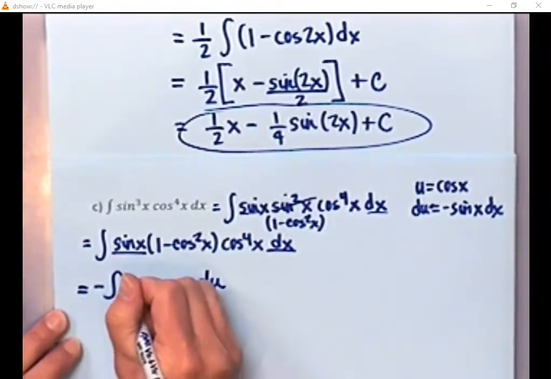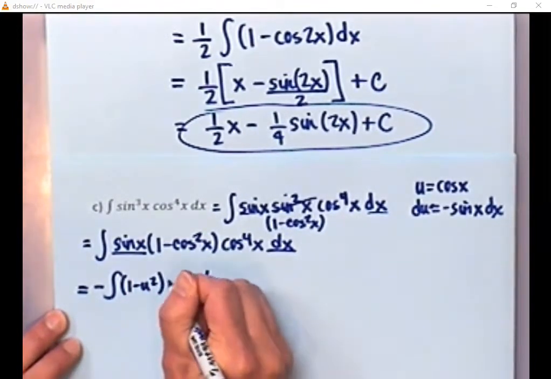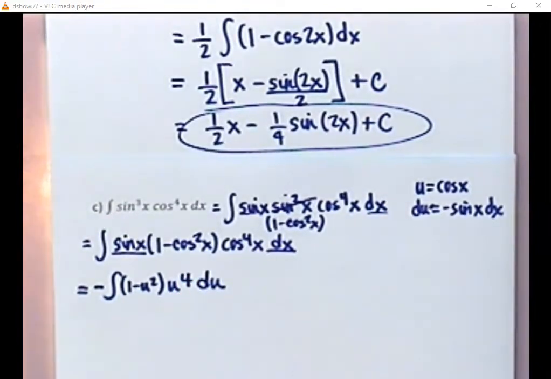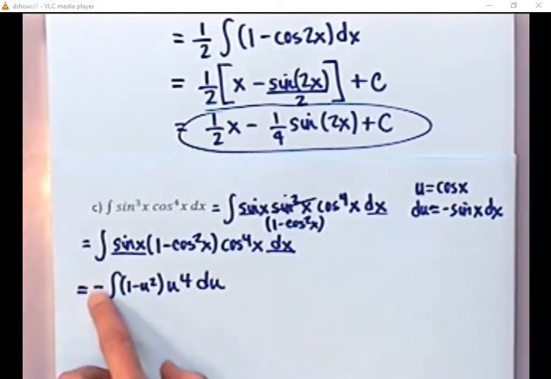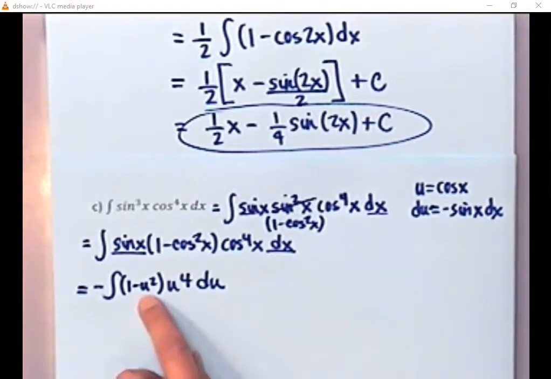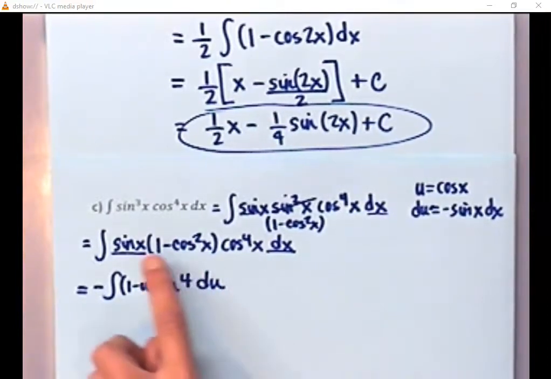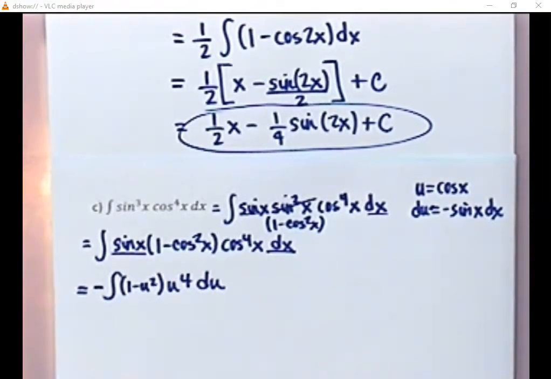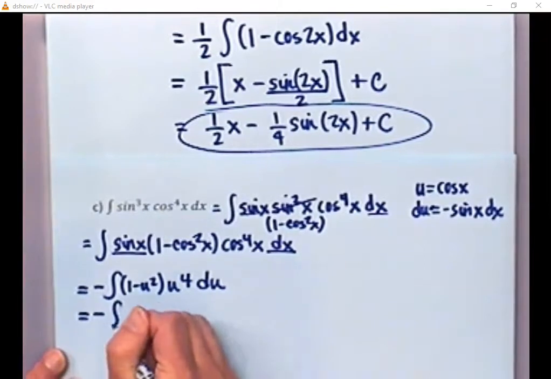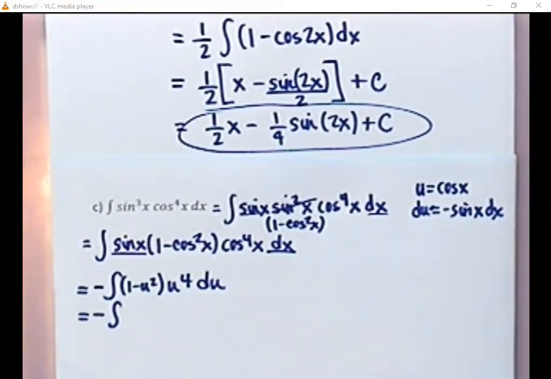And this is 1 minus u squared and a u to the 4th. Okay, so sine x dx gets taken care of with du and a negative. This cosine, that's going to be u but squared, and this will be u to the 4th. Now the question is, could I then integrate this 1 minus u squared times u to the 4th? Yeah, but what do I got to do first? Distribute, yeah. So this doesn't seem too bad. Once I distribute, I should be able to integrate this.